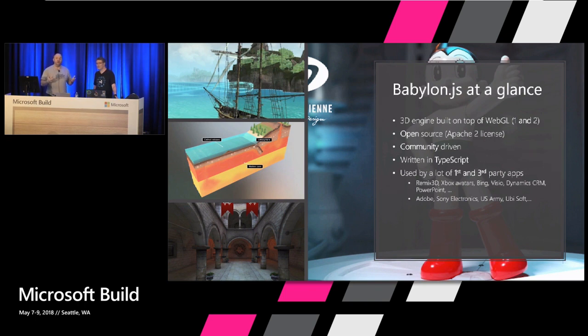It's also community-driven. So obviously, as Microsoft, we are using it in a lot of first-party applications like Remix 3D, Xbox Avatar, Bing, Visio, Dynamics, PowerPoint. So we also have feature requests coming from these projects. But they are all exposed in a way that the community can come and say, hey, we really want to focus on this one first. So the roadmap is clearly community-driven and built.